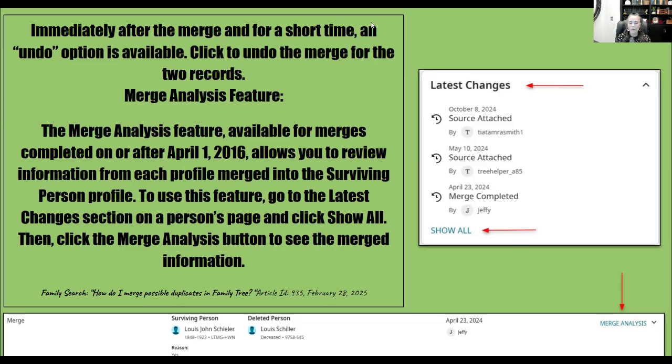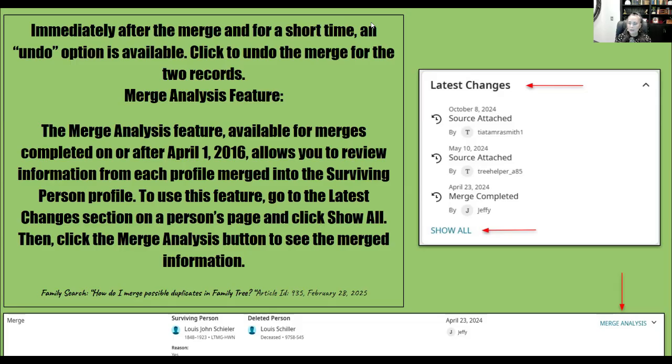So you're going to go to the person page of anyone. You're going to go to the latest changes, and that is on the right-hand side of the screen on the person page. After you do that, you're going to click the Show All button, and up will pop all of the changes that have been made to that person, whether there was a source attached, or there was a merge performed, or whatever other actions have been on that particular person. Once you click Show All, you can go down and finally find the Merge Analysis button, and you're going to click that and follow the prompts, and it will show you how to undo what you have done.